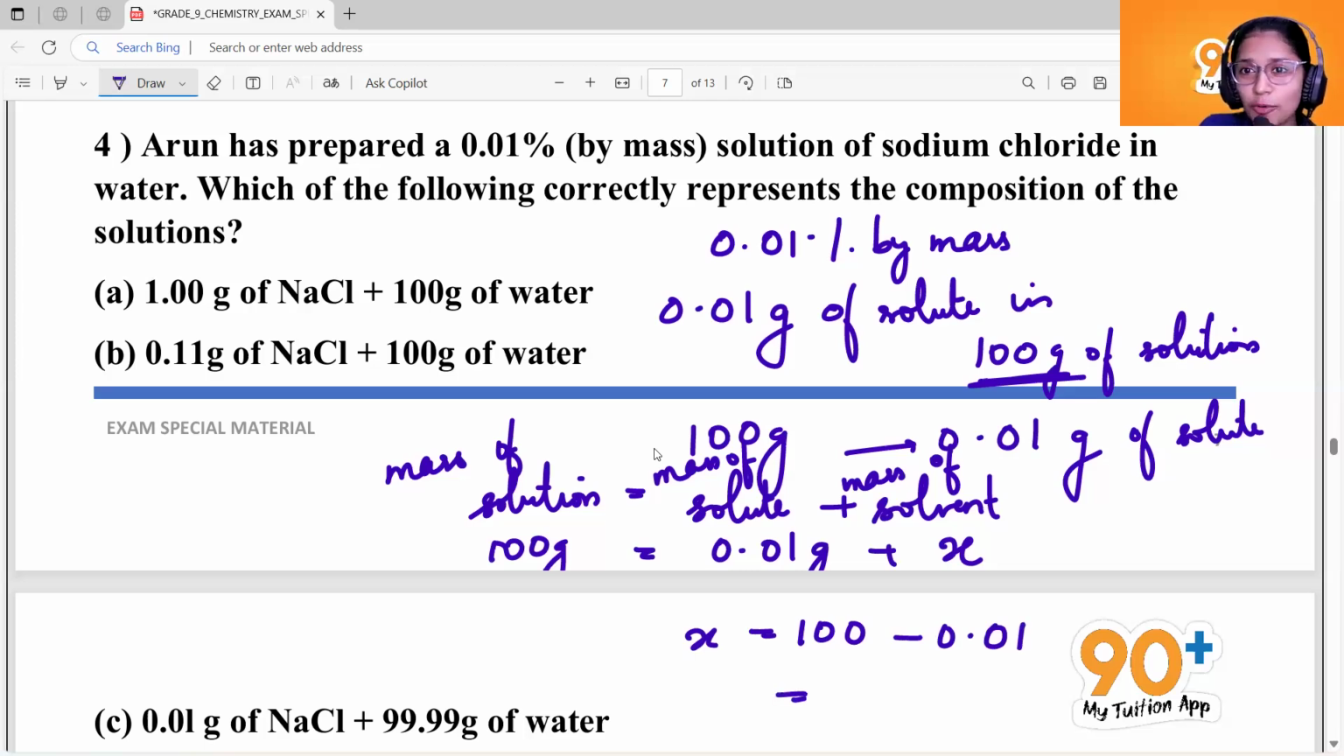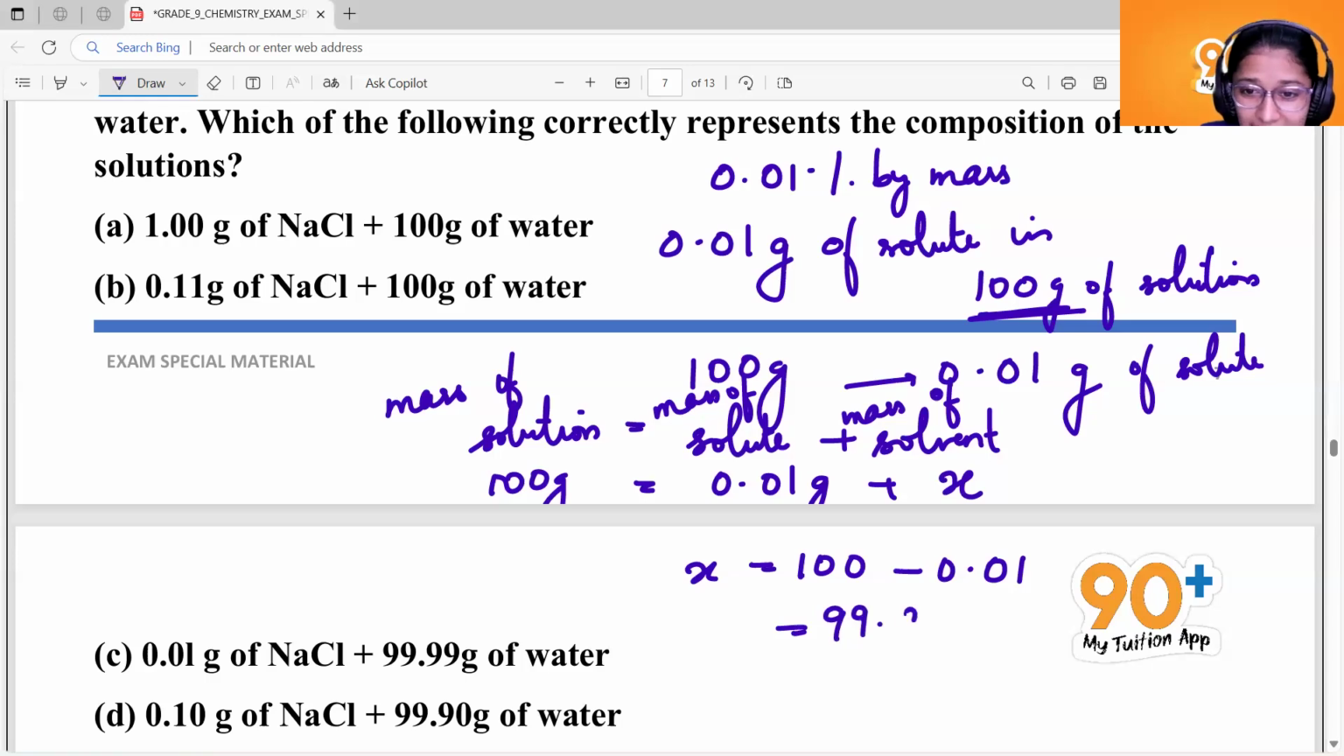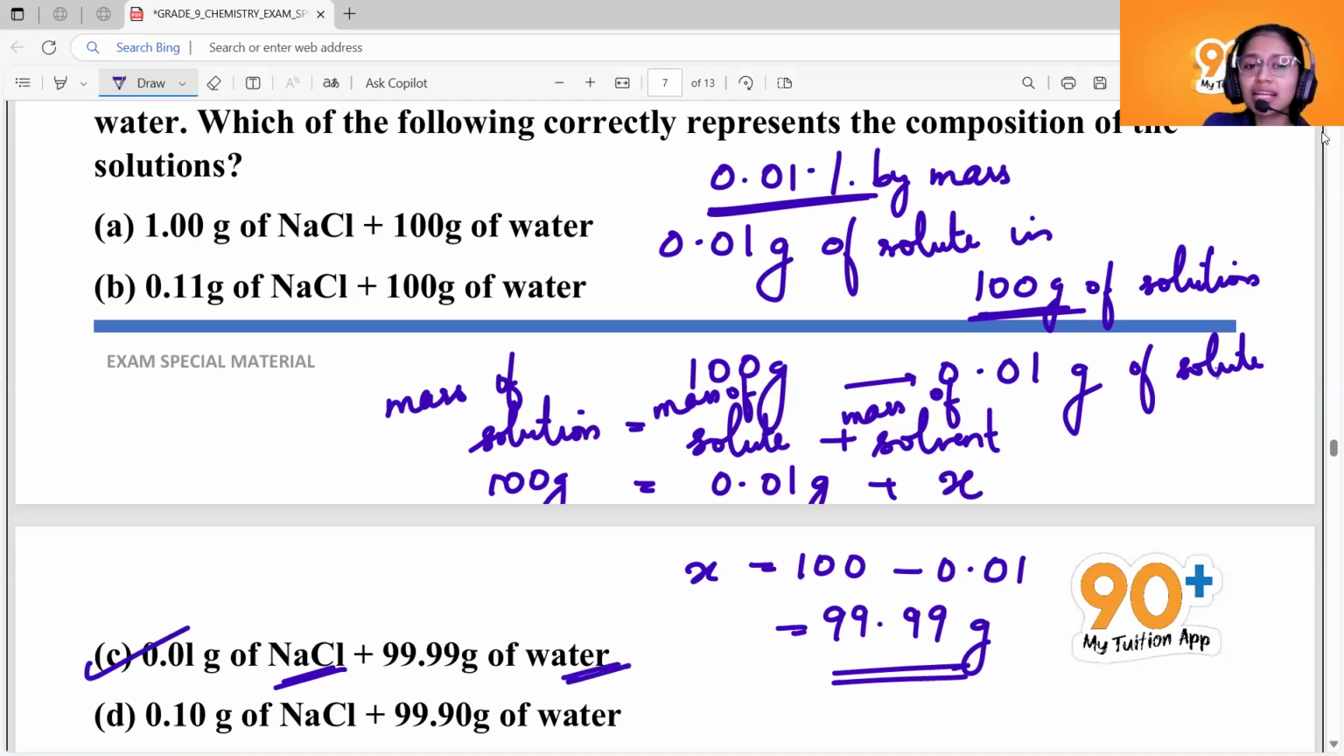What is the answer to this now? Now you do some mathematics. What is 100 minus 0.01? It is 99.99 gram. So we know that this solution, which is 0.01 percentage by mass, contains 0.01 gram of solute, which is NaCl, plus 99.99 gram of solvent, which is water here. So option C is the correct answer.